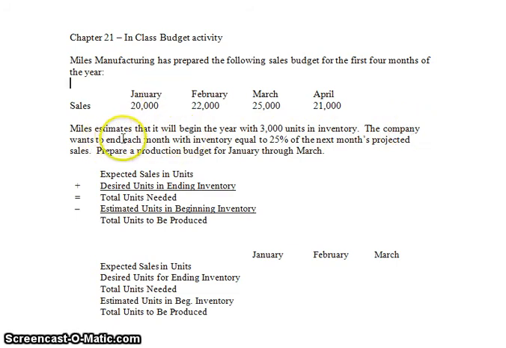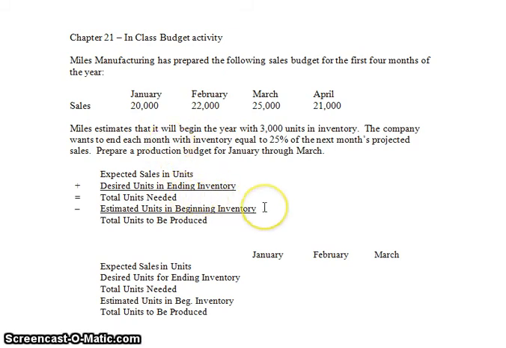The company wants to end each month with inventory equal to 25% of the next month's projected sales. Prepare a production budget for January through March. So what we're looking at here is you're saying, well, this is how many I plan to sell. I plan to sell 20,000 in January, but I also want to have 25% of the next month's projected sales already in there. So I'm going to have to add that. And that's going to be my total units that I need.